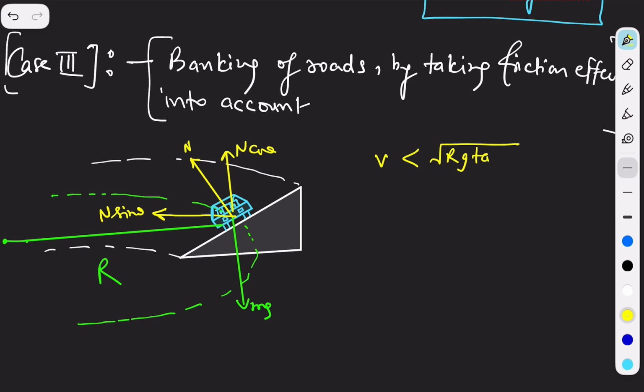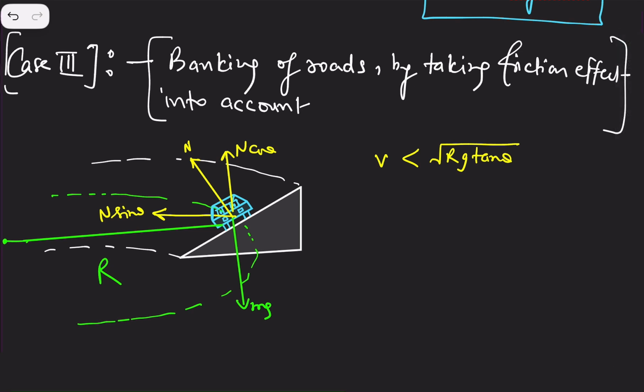friction was there, so the car has a tendency to go down. Okay, the car has a tendency to go down. So it means if the car has a tendency to go down, in that case friction will act up. Friction will support you and you will not go down.